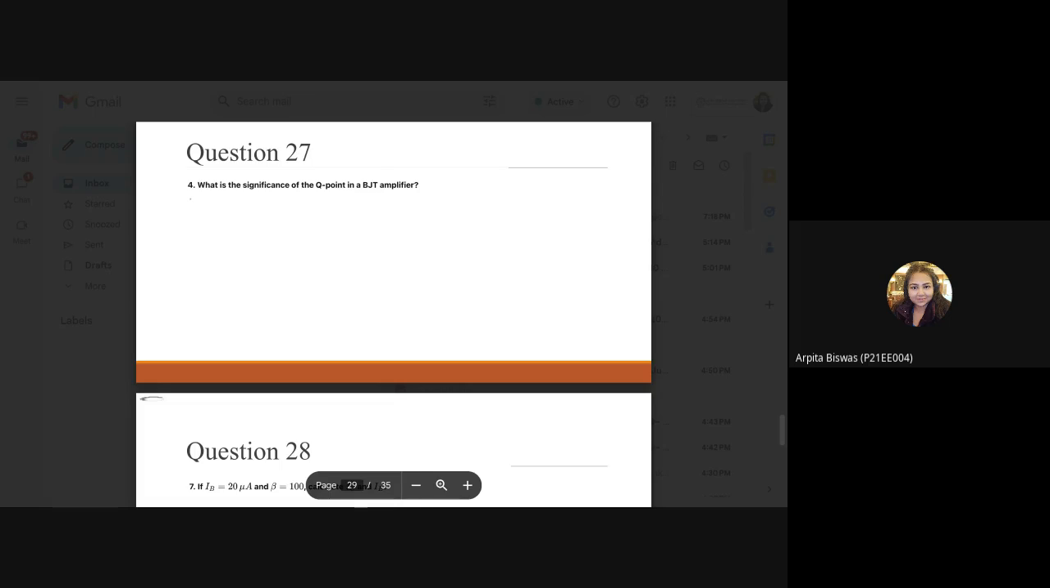So next, question 27. What is the significance of the Q point in a BJT amplifier? Q point is an operating point where the BJT works at its maximum performance. That is, it could amplify the signal to its maximum. Okay. Any of you? After the Q point, the BJT breaks down. Okay. What is the right answer?